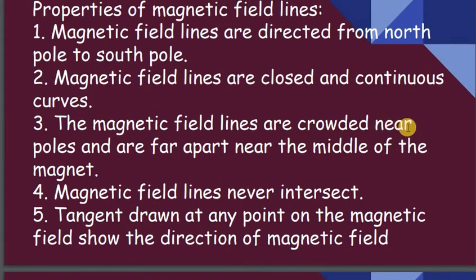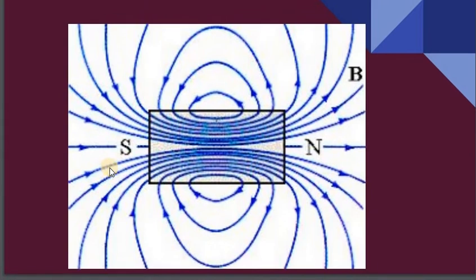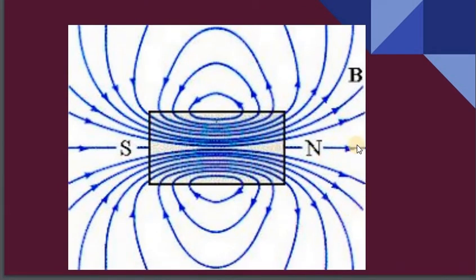Magnetic field lines are crowded near the poles and are far apart near the middle of the magnet. Here you could see the field lines are crowded here and they are far apart in the middle region. So the magnetic field intensity here is greater and here it is less.